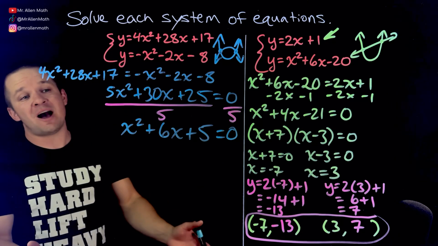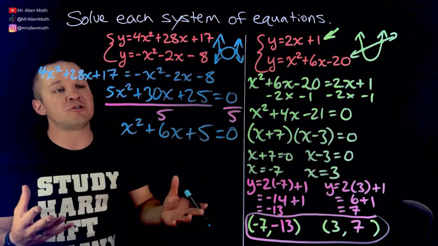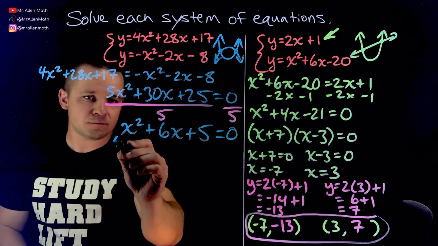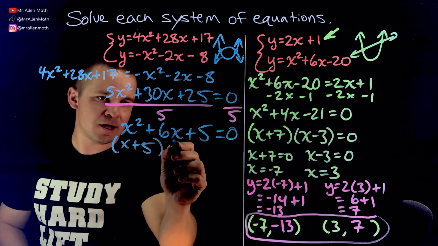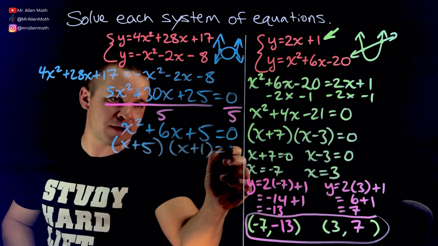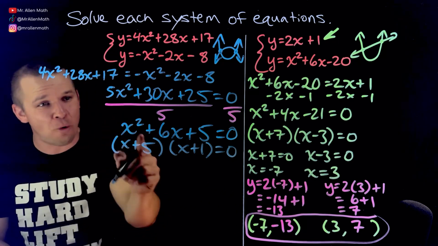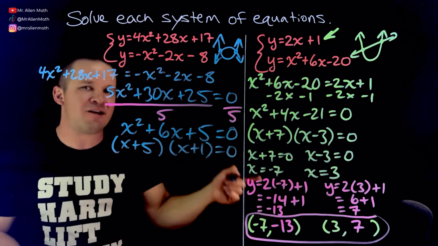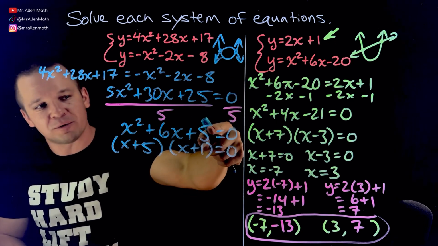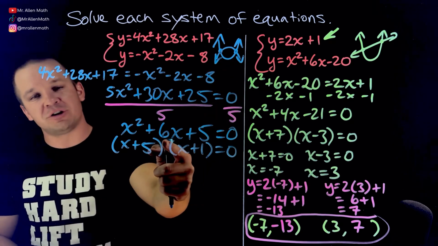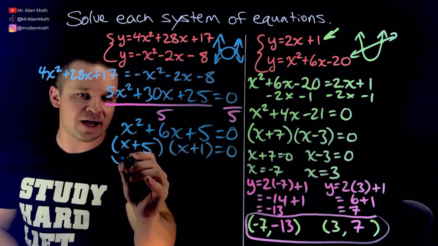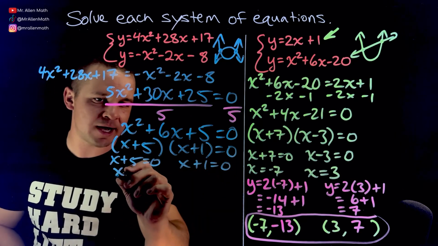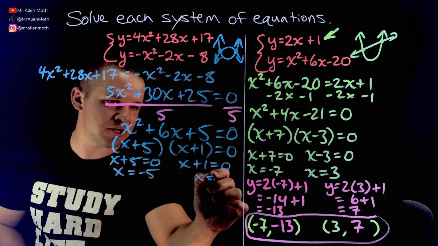And now, can we factor this? Yes, we can. And it's a lead coefficient of 1, which is so much better than a lead coefficient of 5. I've got x plus 5, x plus 1. It's got to multiply to 5, add to 6. People always screw this one up and do 2 and 3 instead. They accidentally multiply to 6, add to 5. It's always multiply to the constant, add to the coefficient of the linear term. So now I have x plus 5 equals 0, and x plus 1 equals 0. So x equals negative 5, x equals negative 1.